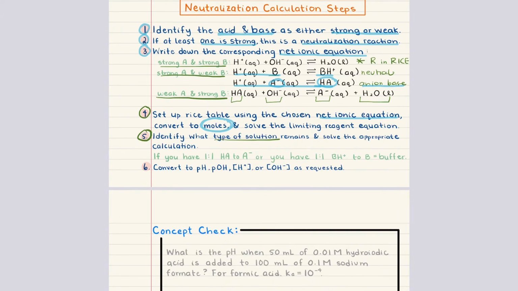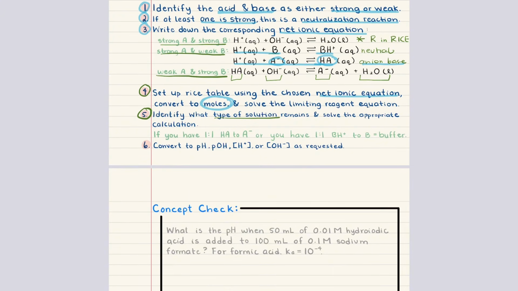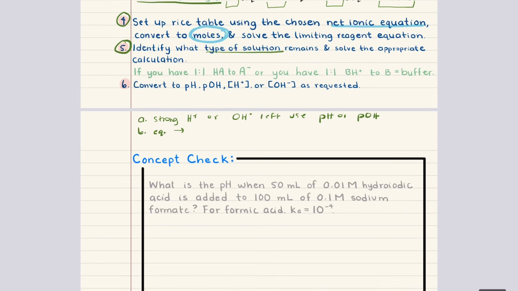In step 5, you're going to decide what kind of solution you have after the reaction and pick the right follow-up calculation. If a strong reagent is left over, the excess sets the pH or pOH directly. If you are exactly at equivalence for a strong acid with strong base reaction, the solution is going to be a neutral salt and water, and the pH is approximately 7 at 25 degrees Celsius.